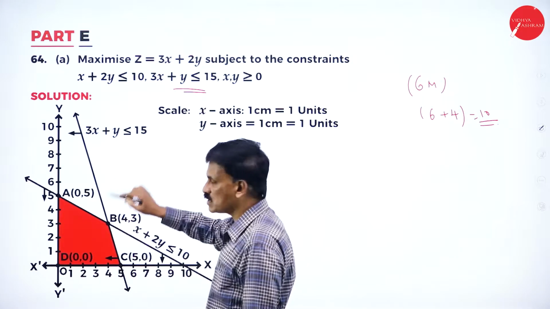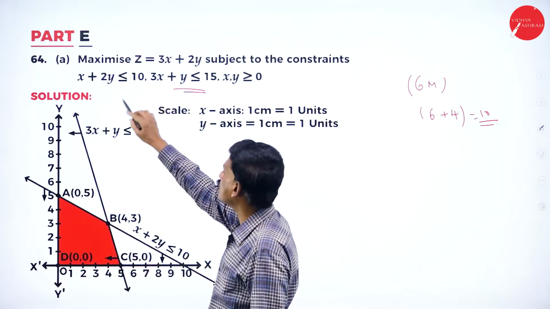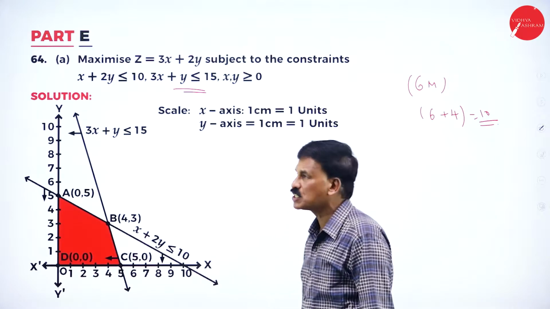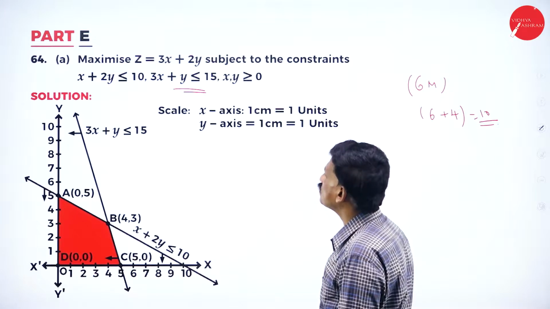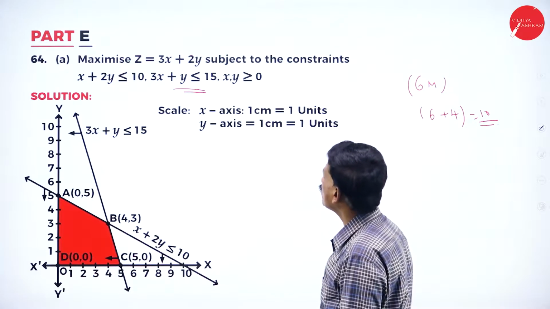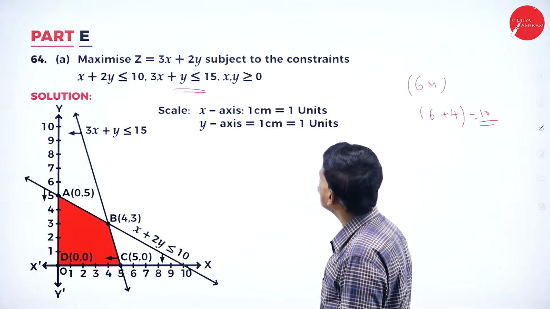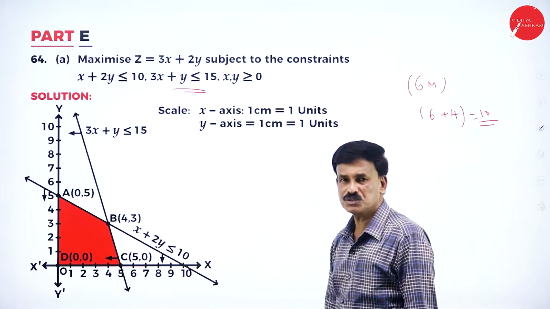Just see the problem, don't see the solution. What is the problem? Maximize z is equal to 3x plus 2y subjected to the constraints x plus 2y is less than or equal to 10, 3x plus y is less than or equal to 15 and x comma y greater than or equal to 0.